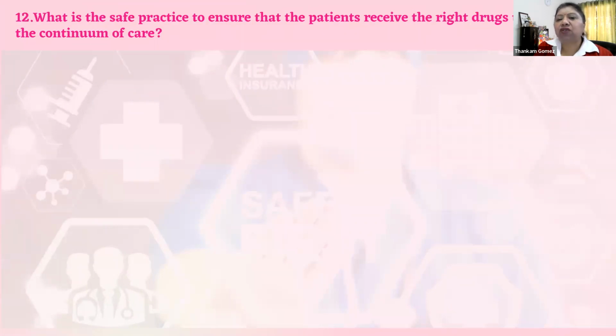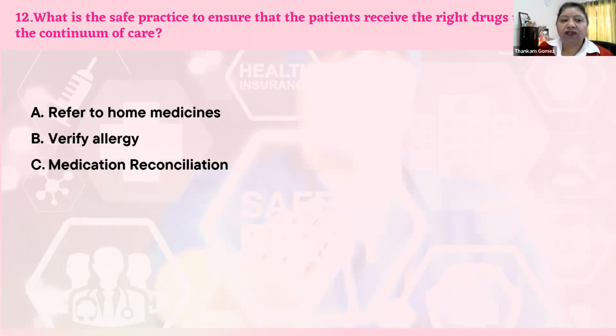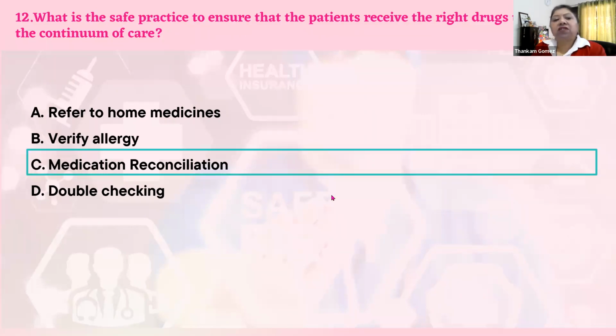What is the safe practice to ensure that patients receive the right drugs throughout the continuum of care? That means wherever they are inside the healthcare system, they are always getting the right medicine from the time of admission to the time of discharge and even at home. Refer to home medicines, verify allergy, medication reconciliation, double checking. What is that one should be following? If you have not learned this word before, this is called medication reconciliation. This is a process that is recommended to ensure patient gets the right medicine at any point of time.